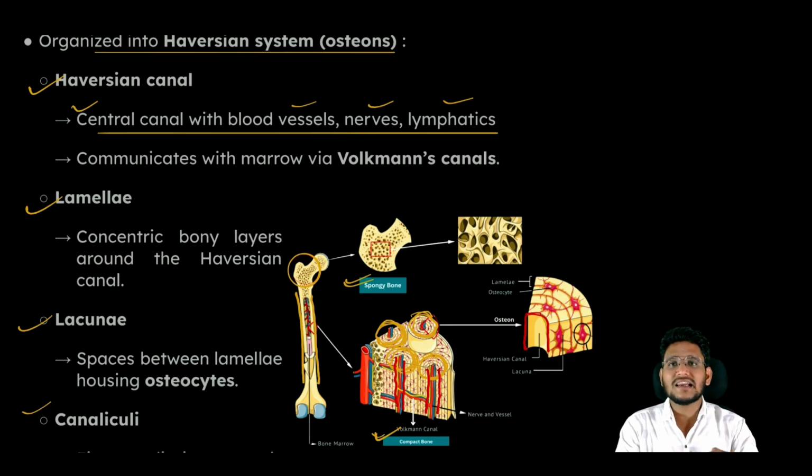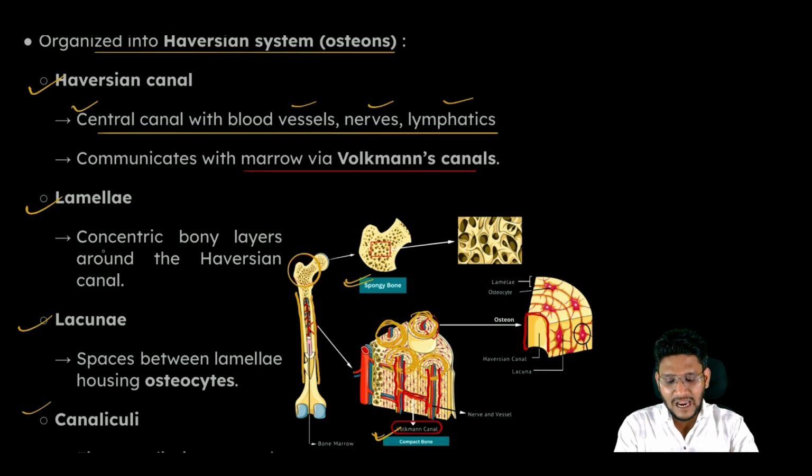This Haversian canal is communicating with the marrow cavity. It is communicating with bone marrow via Volkmann's canal. Here you can see this is the Volkmann's canal, via which the Haversian canal is communicating with the marrow cavity.